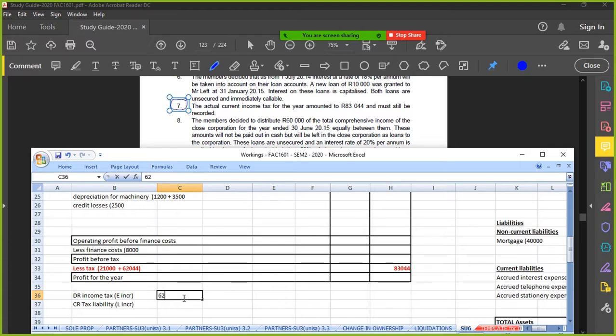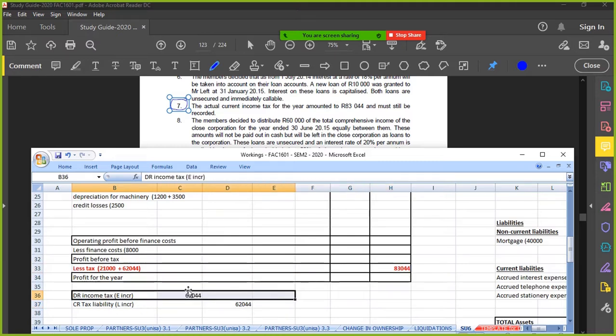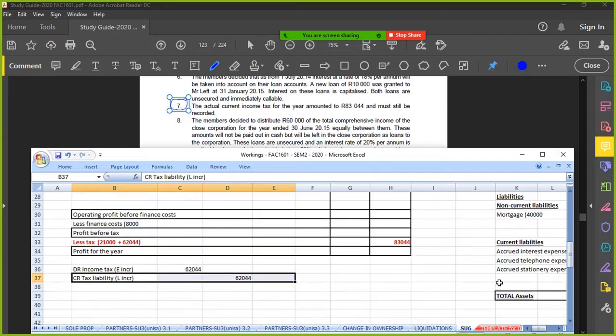Okay, we've got the answer. Just write it in. There we go. There's the working for that figure. All right, have I disclosed the expense? Yes. Have I disclosed the liability? No. Okay, so tax liability.